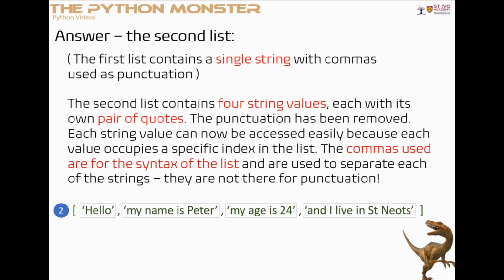The second list contains 4 string values. Each of those strings has got its own pair of quotes. The punctuation has been removed, and I didn't have to do that, I just did that to make it easier to look at. Each string value is accessed easily because each of those values occupies a specific index in the list. So hello at index 0, my name is Peter at index 1, etc. The commas in this example, guys, are just used for the syntax. They're there to separate the string values. There are no commas being used here for punctuation.